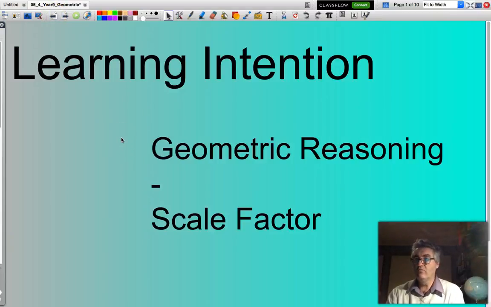Hello and welcome. In this presentation we will be looking at scale factor, and specifically what happens to the change in the area of a shape when the side lengths have been increased by a specific factor, which is also called the scale factor.